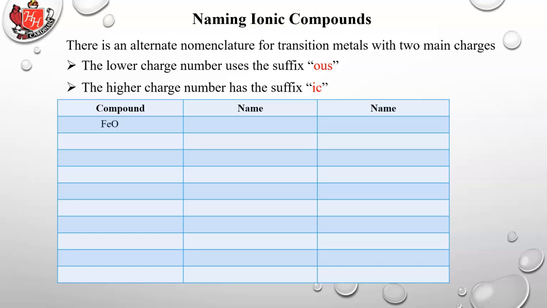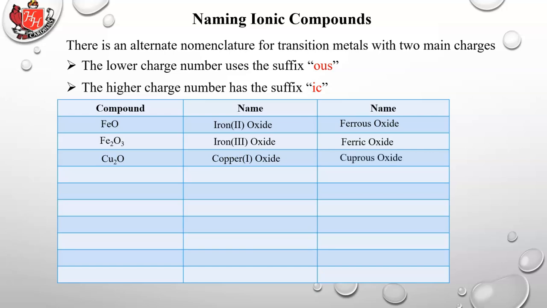So FeO, we saw that earlier. This is the Fe2+, so it's iron(II) oxide, so that's ferrous oxide. That's the lower of the two charges. The higher of the two charges, which is iron(III) oxide, is Fe2O3. We saw that on the last slide, and so that's ferric oxide. Copper, it's the lower of the two charges. That's copper(I) oxide, so that's cuprous oxide. The higher of the two charges is 2+, so that's copper(II) oxide, and that's cupric oxide.